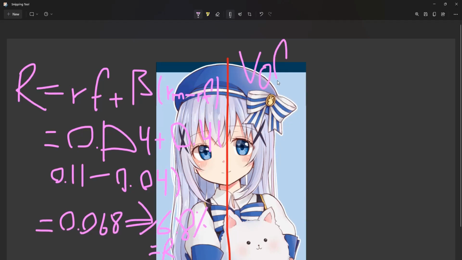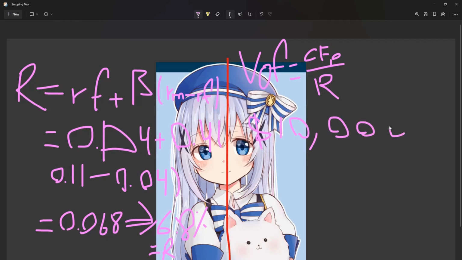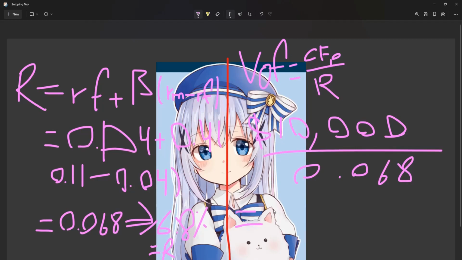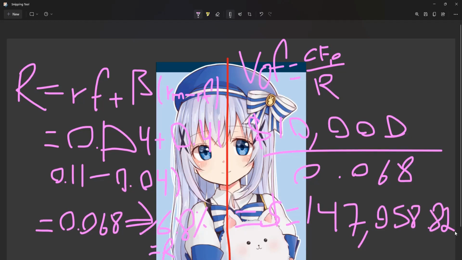Value of the firm is equal to cash flow in perpetuity divided by the discount rate, or R. So 10,000 divided by 0.068. If you plug this into a calculator, the value of the firm is equal to $147,058.82. That's the value of the firm.